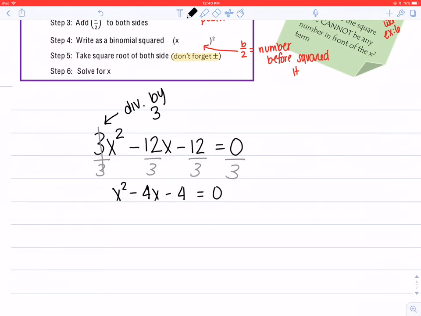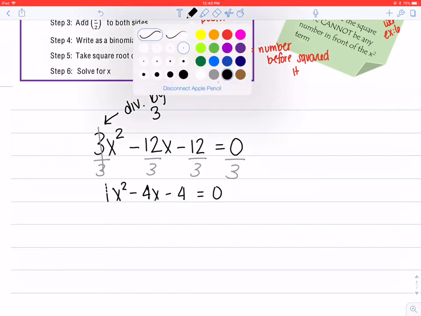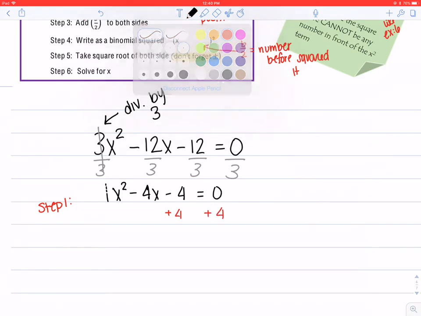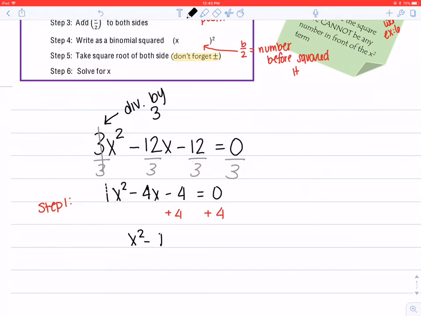So now that I have a 1 in front of the x squared, I can now go through and start completing the square. So, step 1. Step 1 says to get c to the other side. Well, here's c. So how do I undo minus 4? I add 4 to both sides. And so I have x squared minus 4x, leave a blank, and that blank is because I want to fill stuff in once I complete the square. So I moved c over.